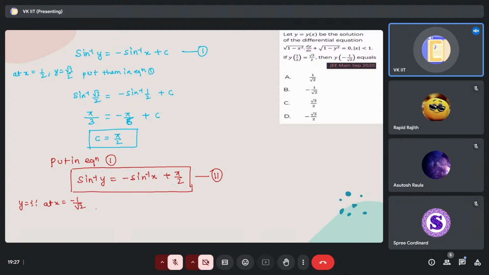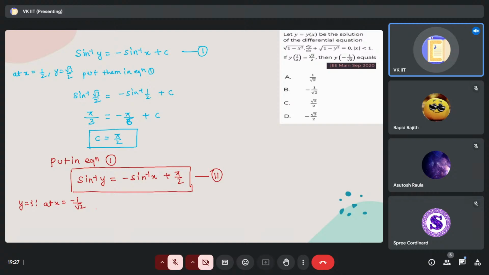And sine inverse of 1 by root 2 is nothing but 45 degree, right? Pi by 4. So pi by 4 plus pi by 2, 90 degree plus 45 degree, 135 degree, that is 3 pi by 4. So we are getting sine inverse of y as 3 pi by 4.